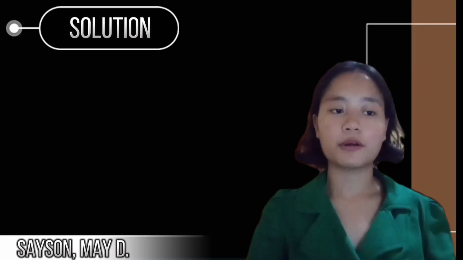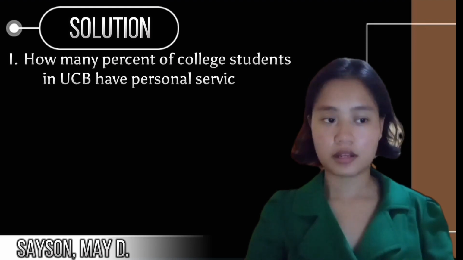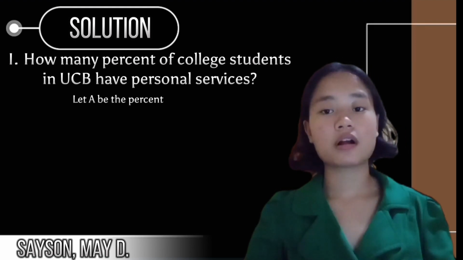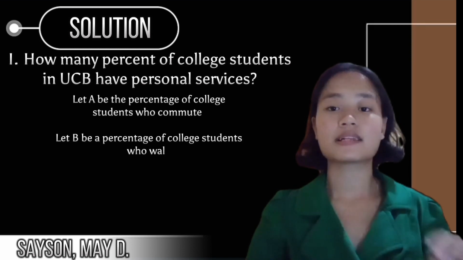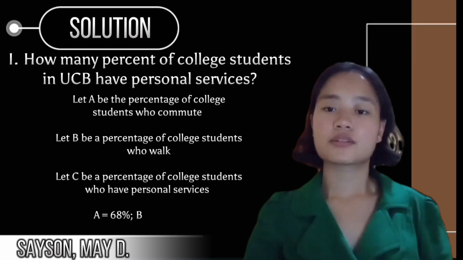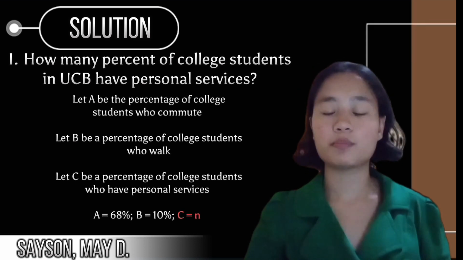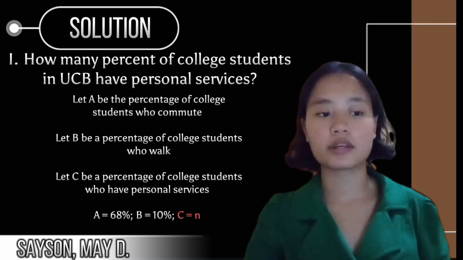Let's solve the first problem. How many percent of college students in UCB have personal services? So, let A be the percentage of college students who commute, let B be the percentage of college students who walk, and let C be the remaining college students who have personal services. So for A, we have 68%, for B, we have 10%, and for C, we have an unknown percentage, and that is what we are looking for.